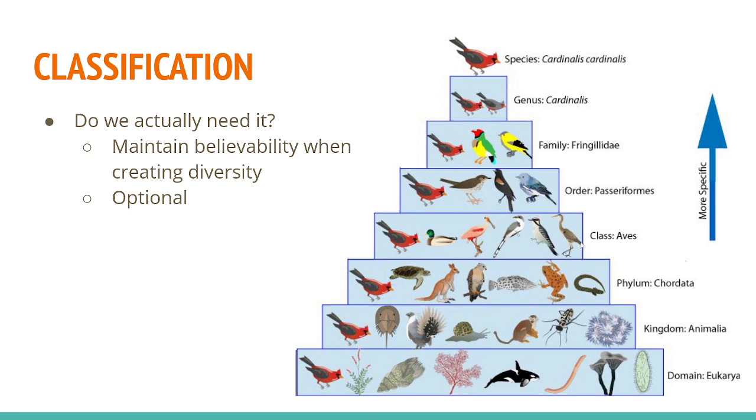Class is aves, flying. Order is Passeriformes. I don't know what these do. This is a family of Fringillidae, and genus of Cardinalis, and the species is Cardinalis cardinalis. Okay, this is a bird. So why do we even need such a classification? But it creates believability when you design different creatures, for example, and it's totally optional, of course.